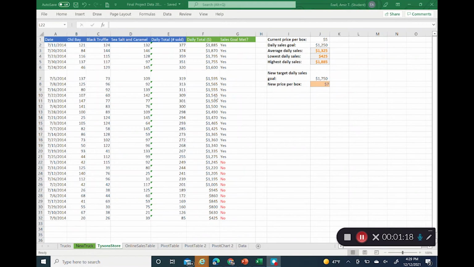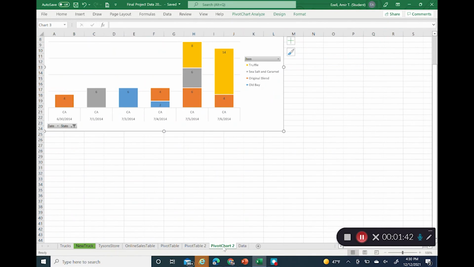What we're also going to discuss is whether I would recommend increasing the price per box of popcorn, which I will because we will meet our daily sales goal a lot faster. And I'm also going to explain the maximum and minimum data in the pivot chart table, which is right here. As you can see, the max would be 14, which are the truffles, and the minimum would be 4, which is the original blend.